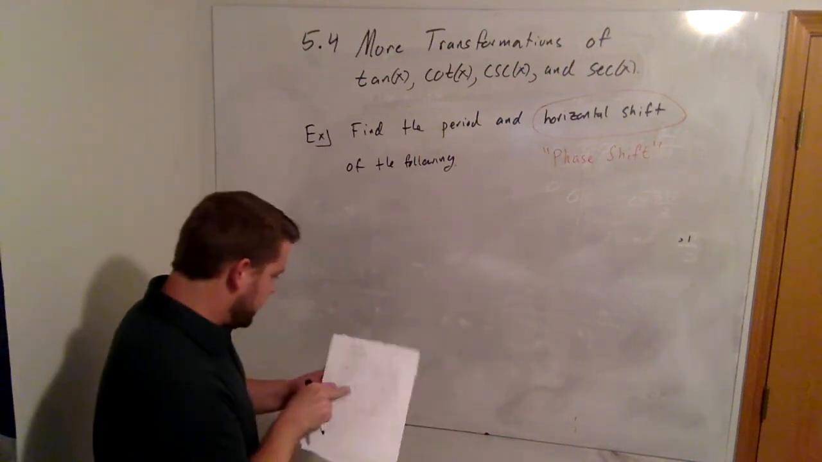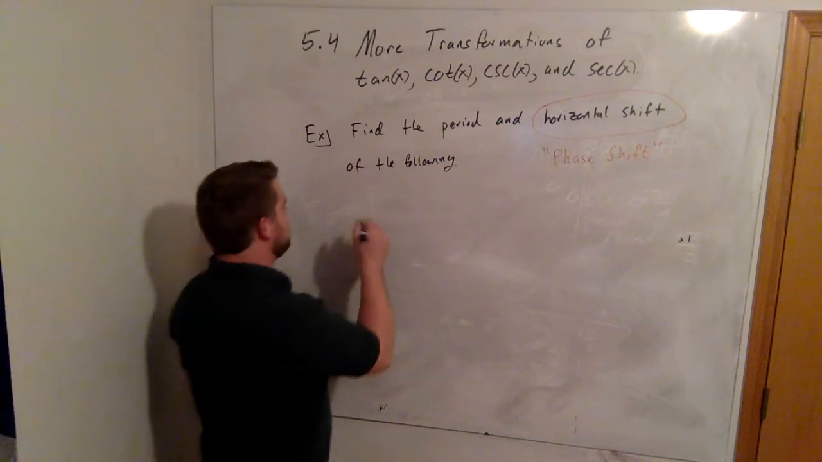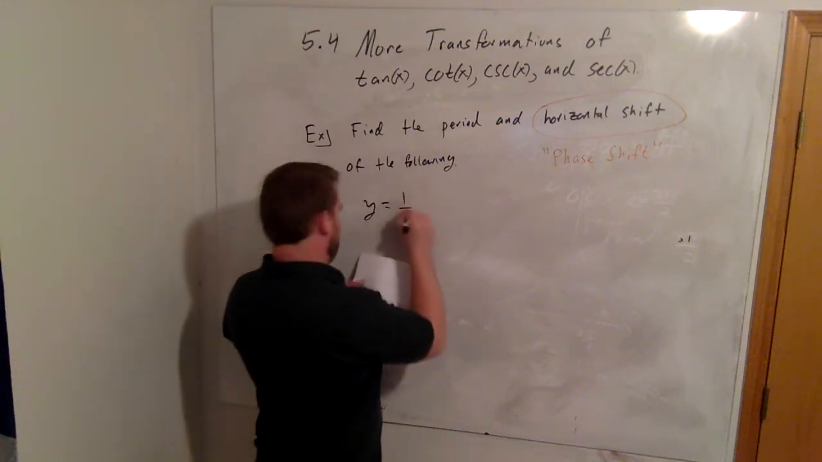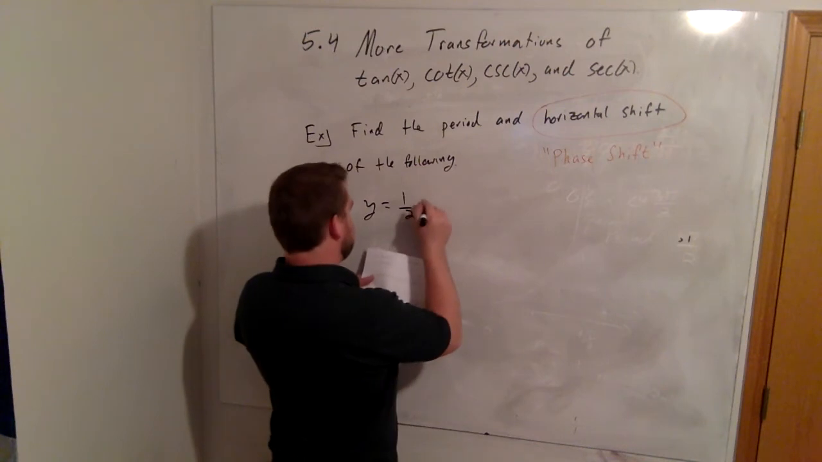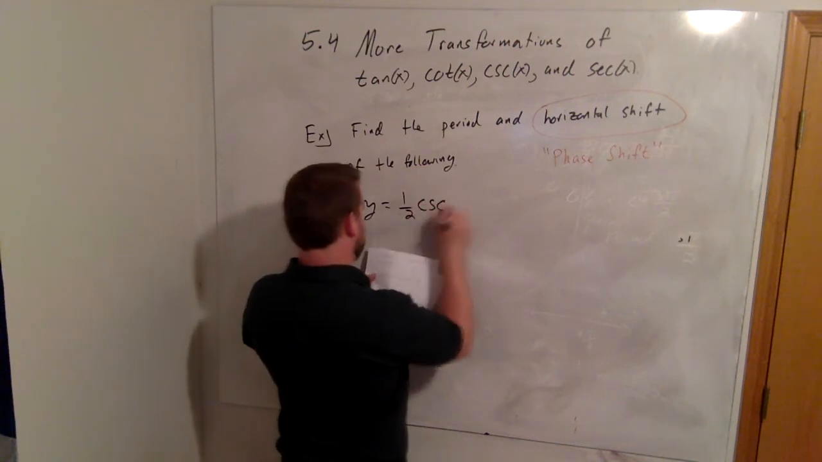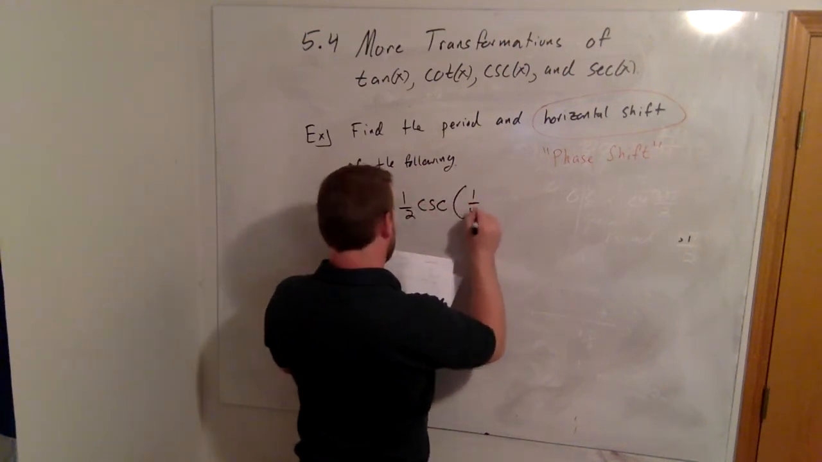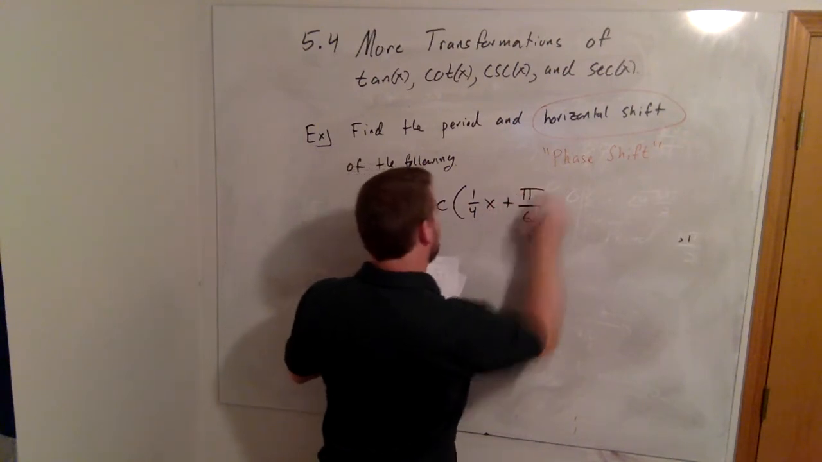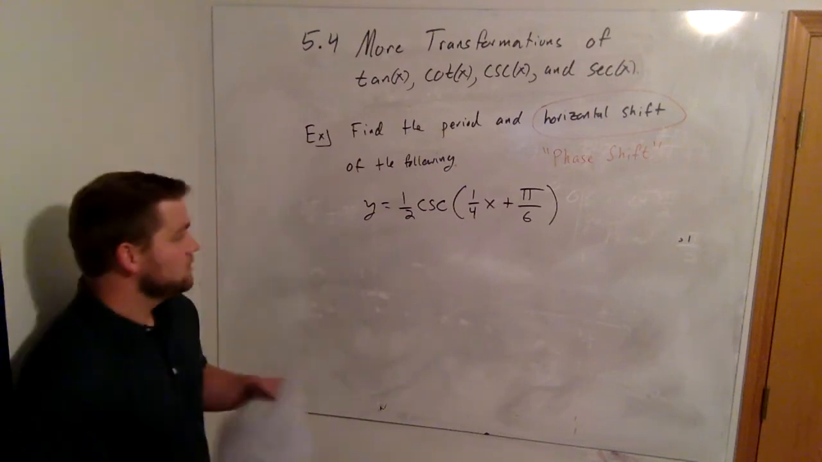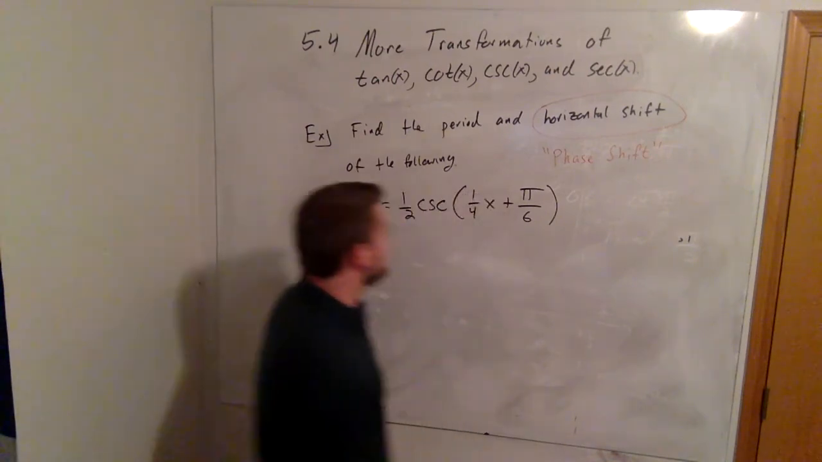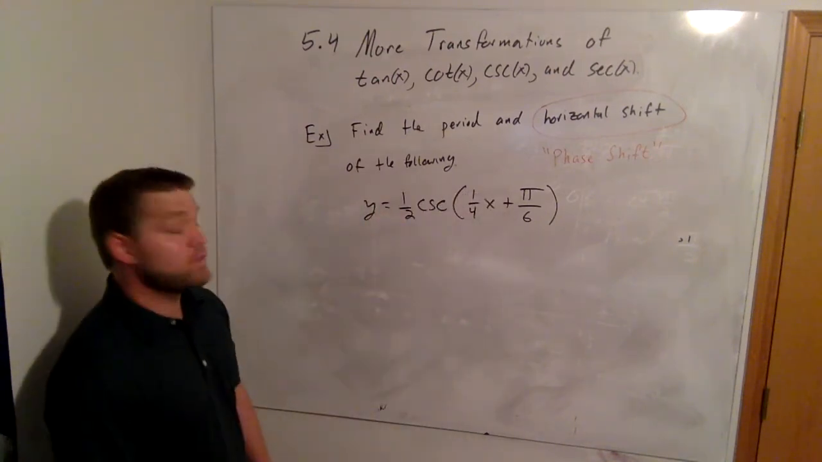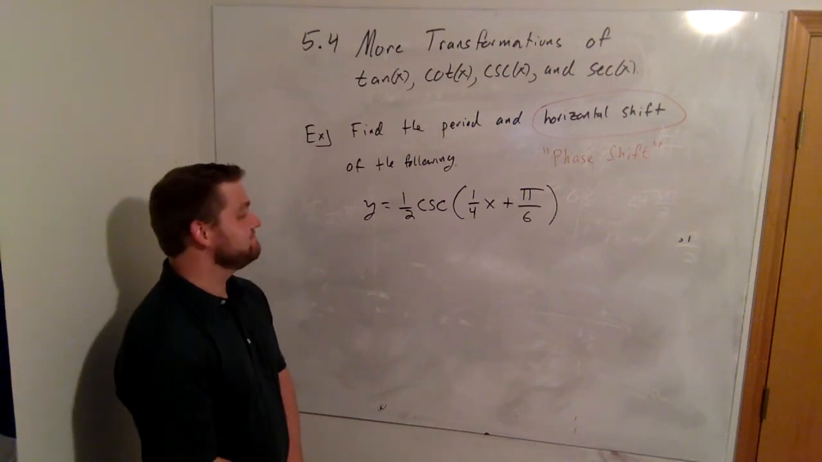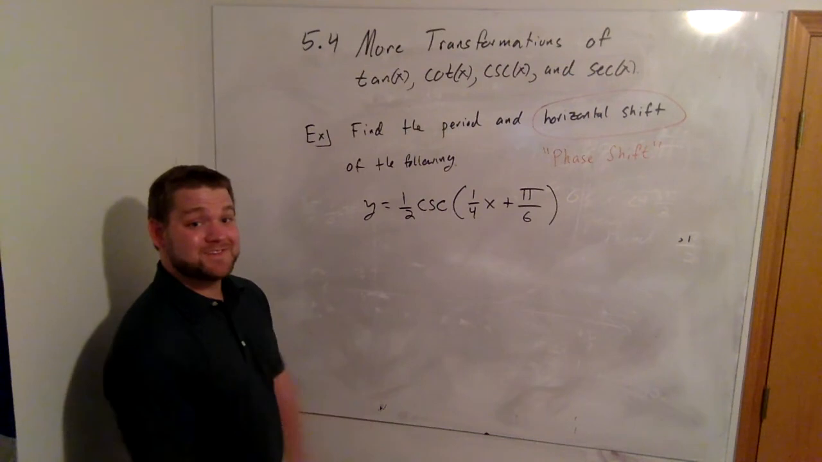So let's say the first example is y is equal to 1/2 cosecant of 1/4 x plus pi over 6. What we want to do here is recognize the period of this function and how it has been shifted. Go ahead and pause the video and try this on your own. Okay, let's do it together.